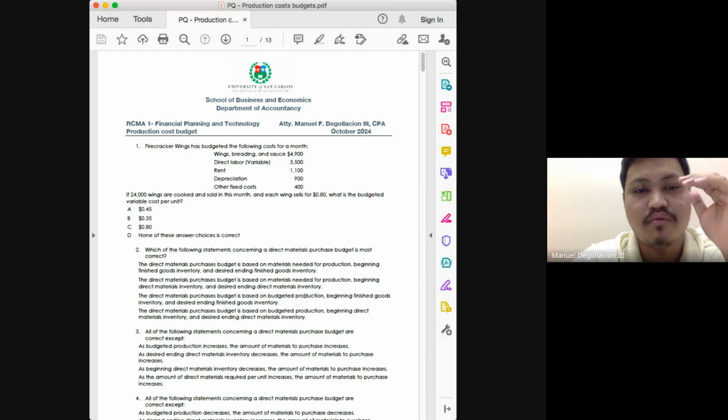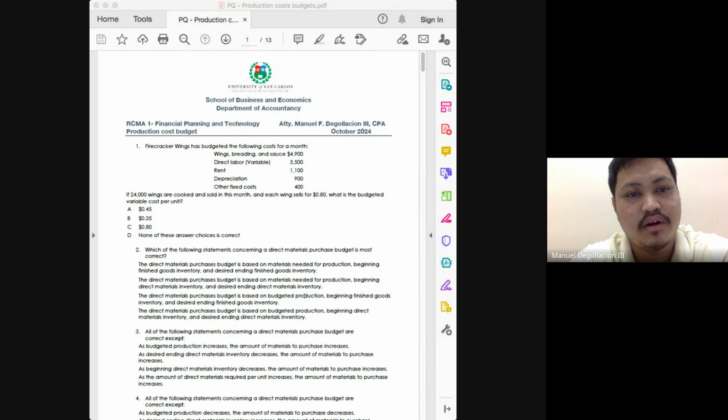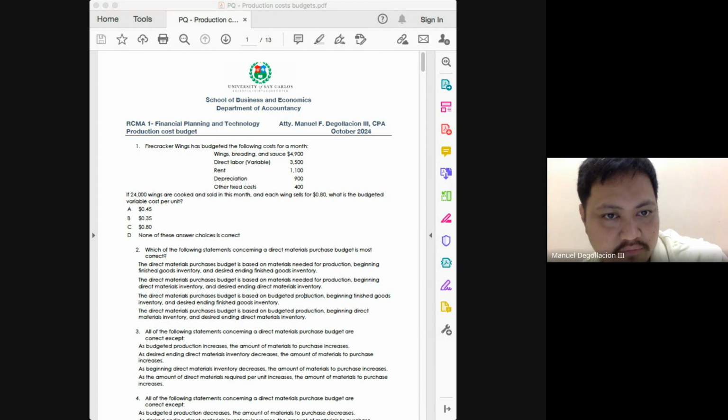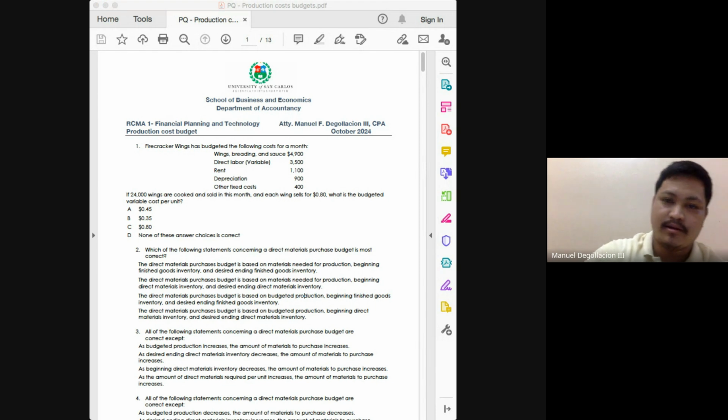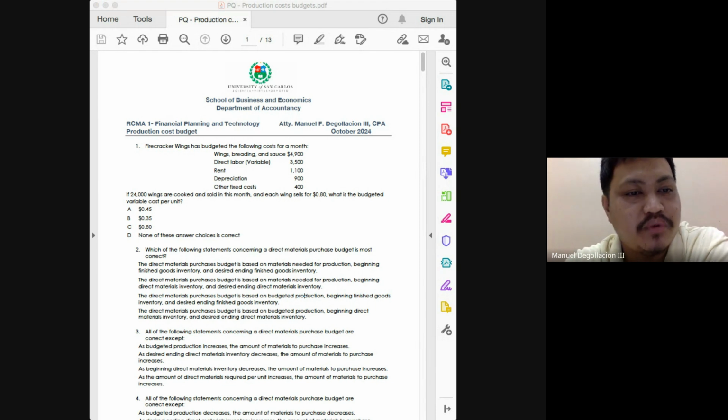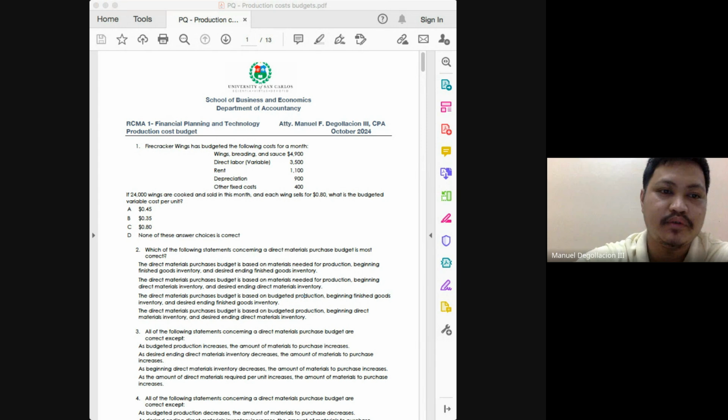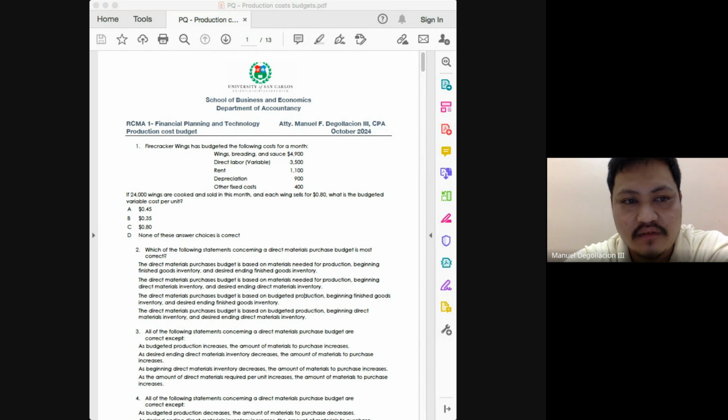So our variable cost here would be your 4,900 and your 3,500. Okay, if you add these two, you would get 8,400, which would represent your total variable cost. Okay, but since we are asked for the variable cost per unit, we will divide the 8,400 total variable cost by the target level of production of 24,000. This would mean that our variable cost per unit would be 35 centavos. So the answer there is 0.35.